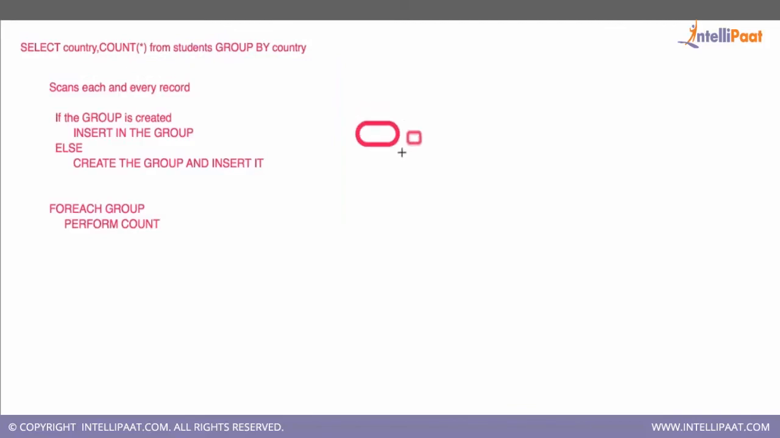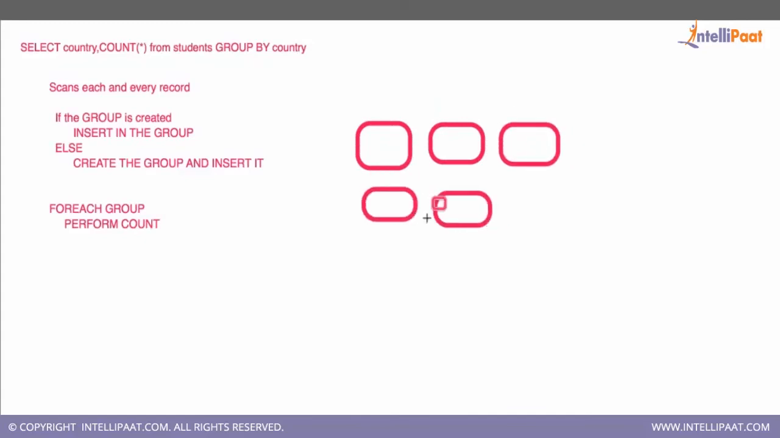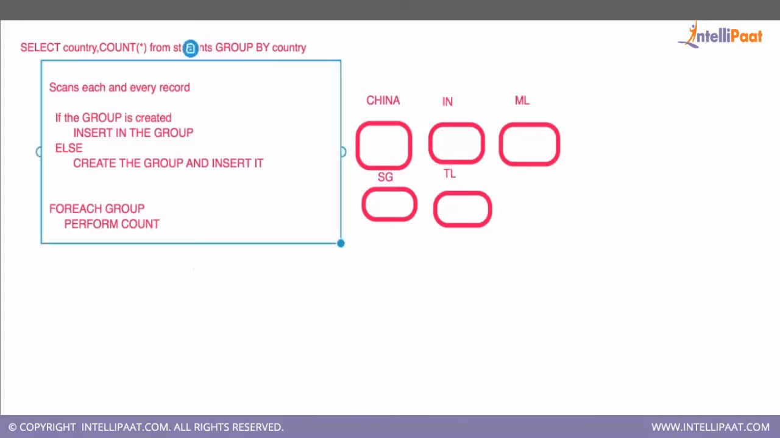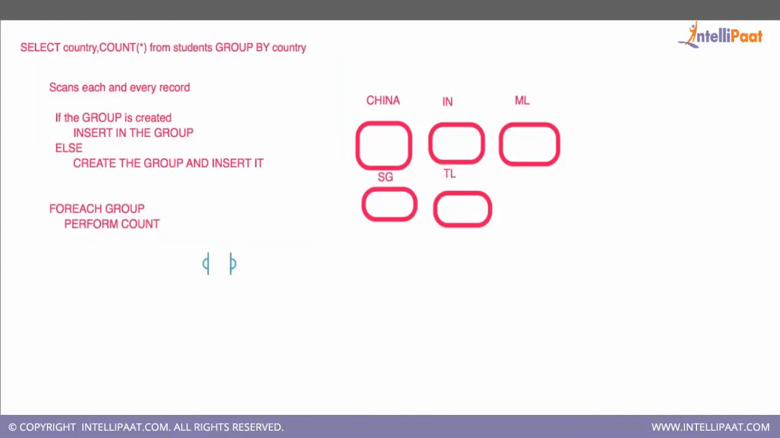So the bags will eventually look like this. Here each and every record is scanned and the groups will look like China, India, and finally here for each bag you will say China 30, India 30, blah blah blah.